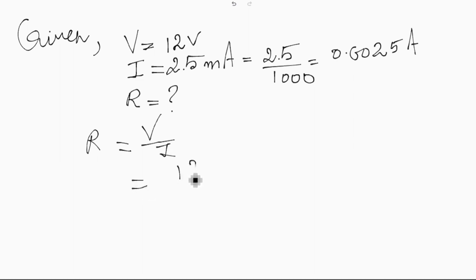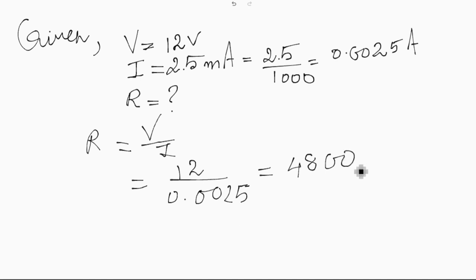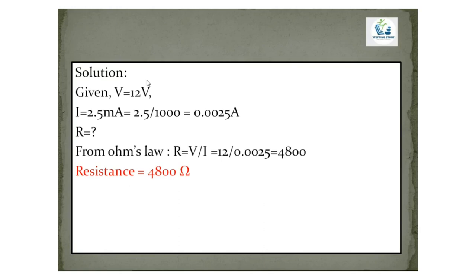So now you have to put the value of V and value of I, and after division the value comes as 4800. And what will be the unit of resistance? SI unit is ohm. So the answer is resistance is 4800 ohm. So here are the steps of the solution to this problem. You can pause the video and note it down.